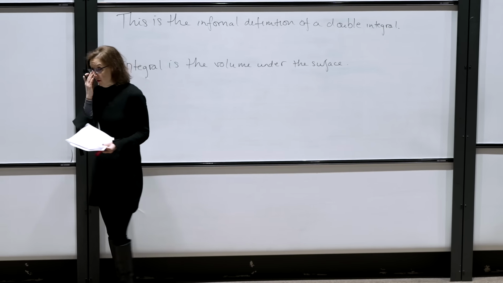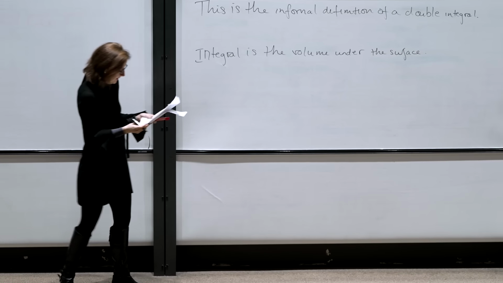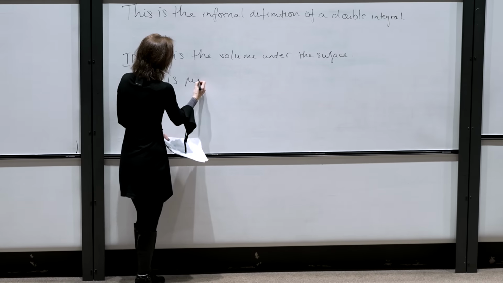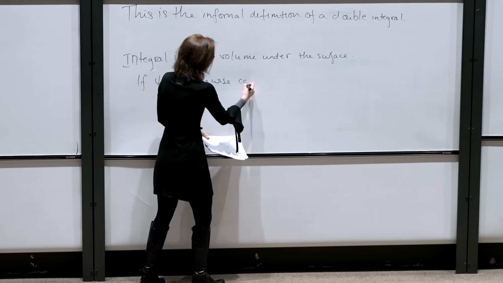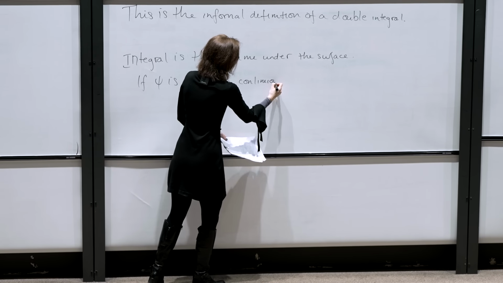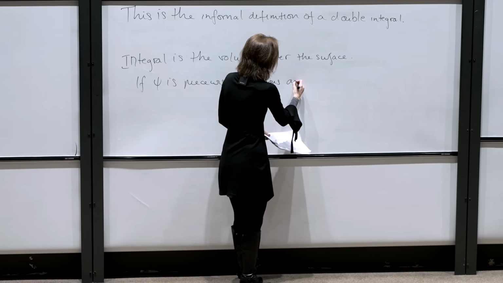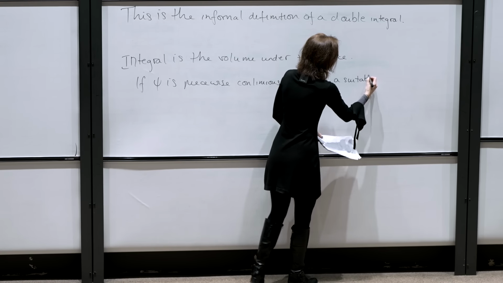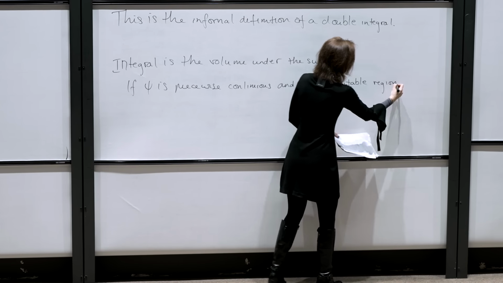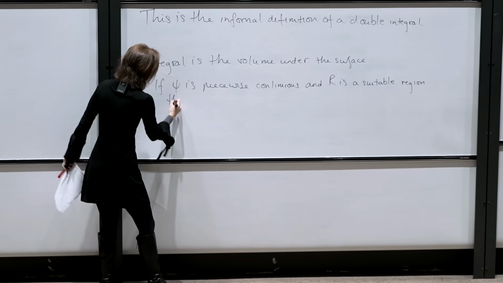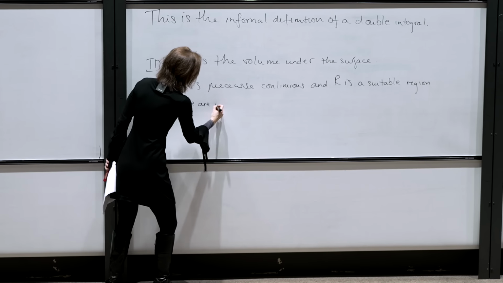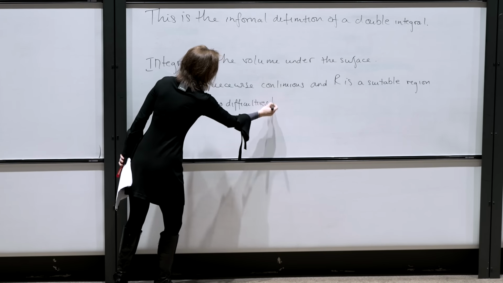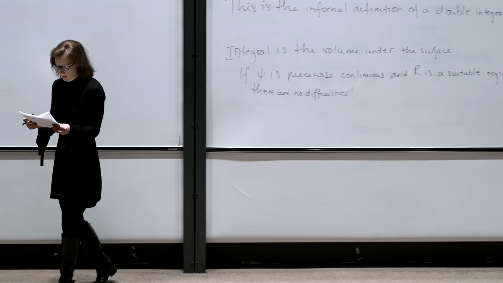So again, we have all the usual things. We want to make sure that the limit exists. And it turns out that if psi is piecewise continuous, and R is a suitable region, which covers a lot of sins, a suitable, well-behaved region, there are no difficulties. And in this course, these are the sorts of functions and domains that we'll be considering.